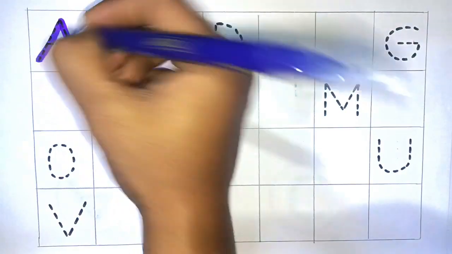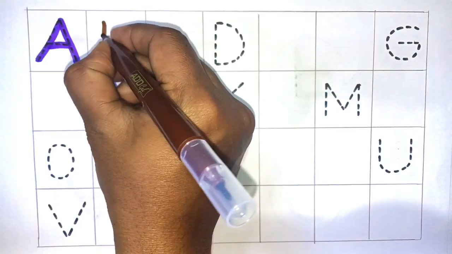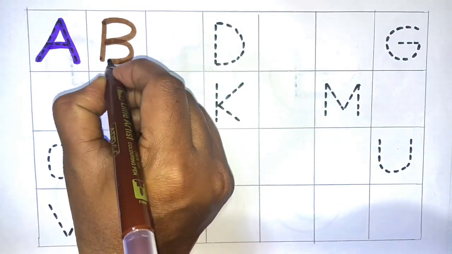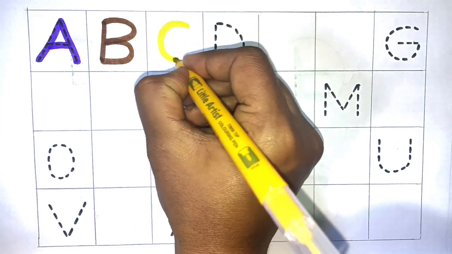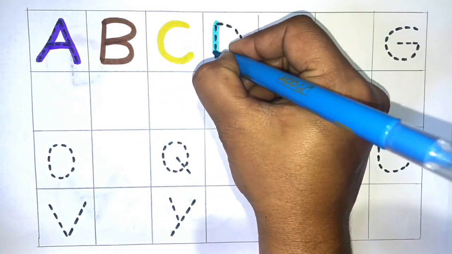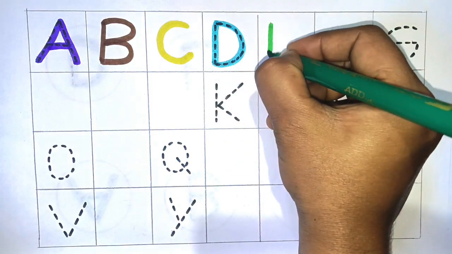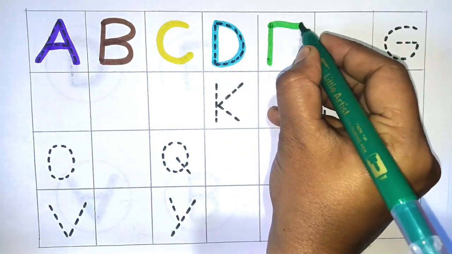A. A for apple. Next B. B for ball. Next C. C for cat. Next D. D for dog. Next E. E for elephant.